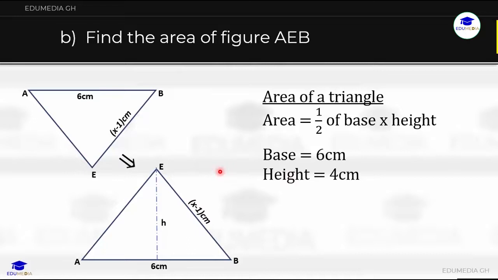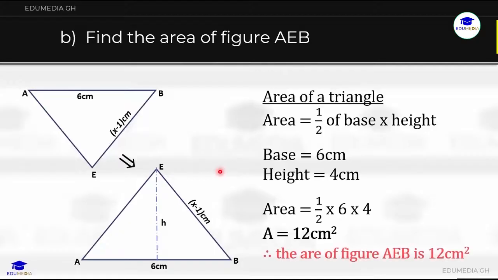The height is the same as what we calculated from the previous question. So that is 4 centimeters. Remember, that is the vertical line, the opposite line that we just looked for. So that is 4 centimeters. So therefore the area is half of 6, that is the base, times 4, and the answer is 12 centimeters squared. Let's move to the next question.